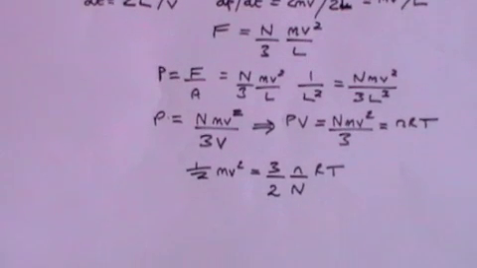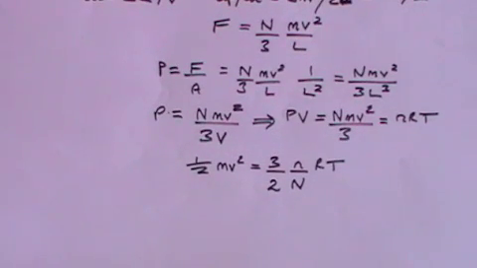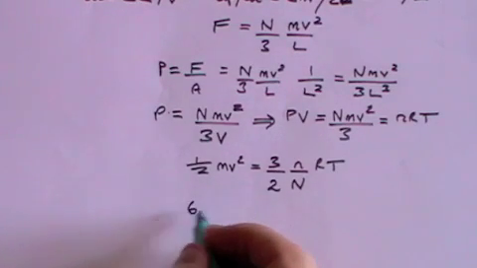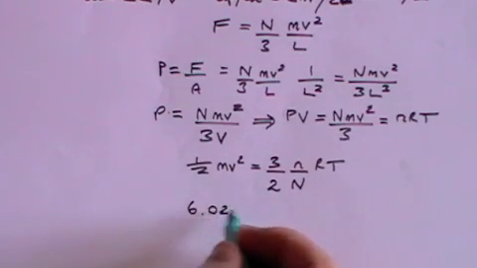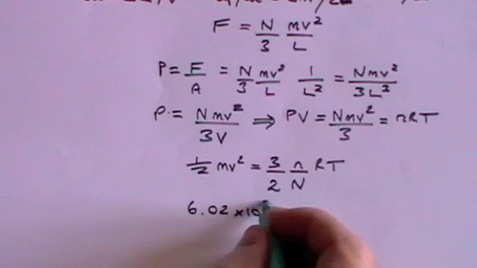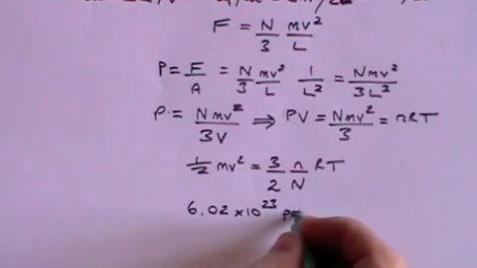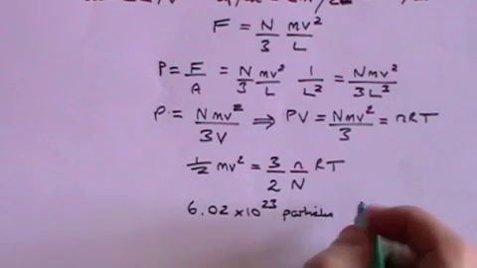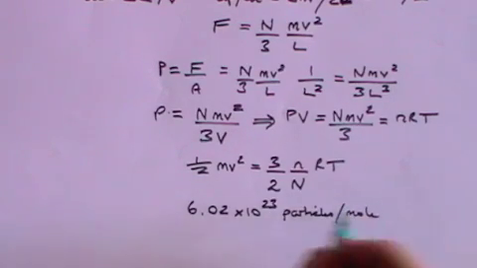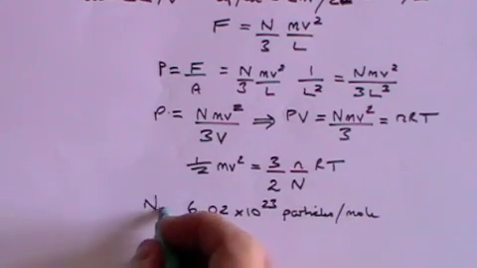Now, it was Avogadro who said that 1 mole of gas has the same number of particles. It doesn't really matter what gas it is. If you take 1 mole of it, you will have the same number of particles. And that's Avogadro's number. And that is 6.02 times 10 to the 23 particles per mole. And that's often given Na.